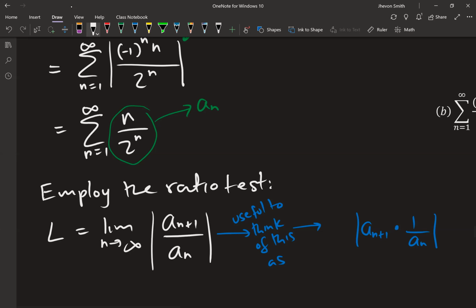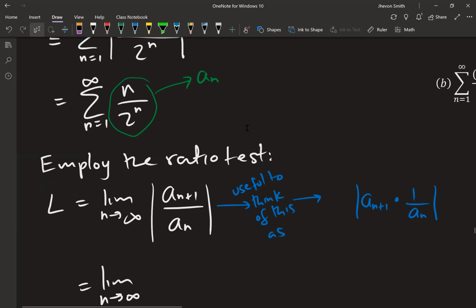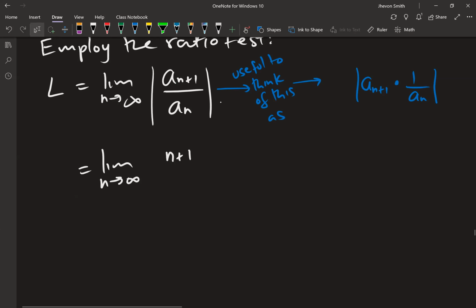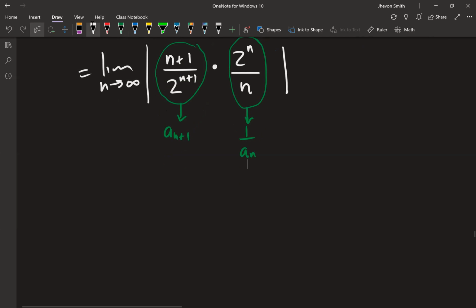So right here, an plus 1 is what I get when I go to the original and just plug in n plus 1 everywhere I saw n. So here I'm going to have n plus 1 divided by 2 to the n plus 1. Then I'm going to multiply by the reciprocal of an, so that's 2 to the n over n. So this is my an plus 1, this is my 1 over an, and then I just multiply them. And so now the goal is to figure out what this limit is. At this point, it should be easy for us to figure out.